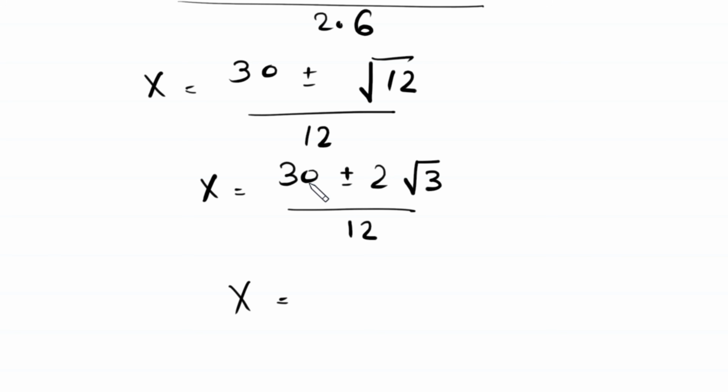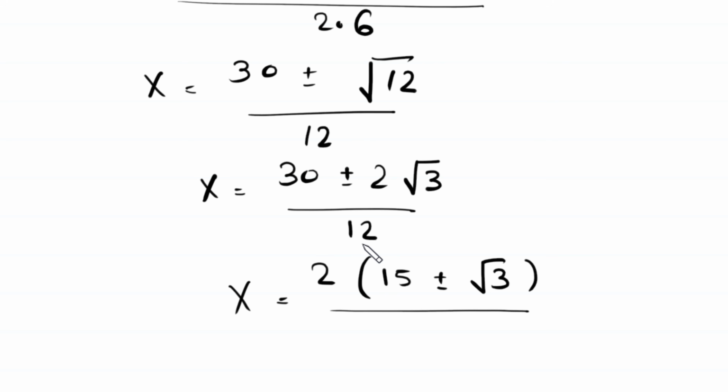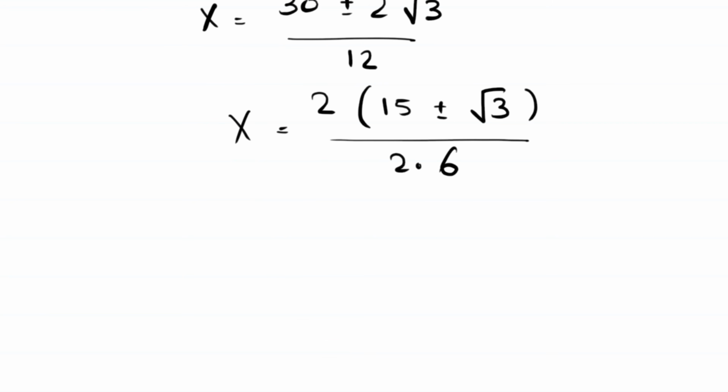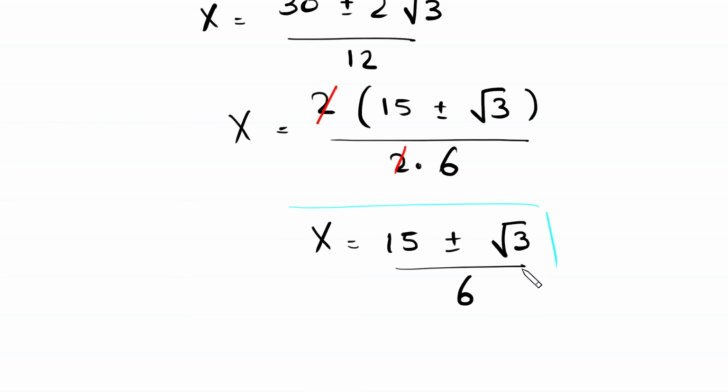x will be equal to, from the numerator we can factor out 2, in bracket 15 plus minus root 3, divided by 12, which is same as 2 times 6. Now this 2 will be cancelled with this 2, and we get the value of x equal to 15 plus minus root 3 divided by 6. So these are the two solutions for this equation. This is the final answer of this problem.